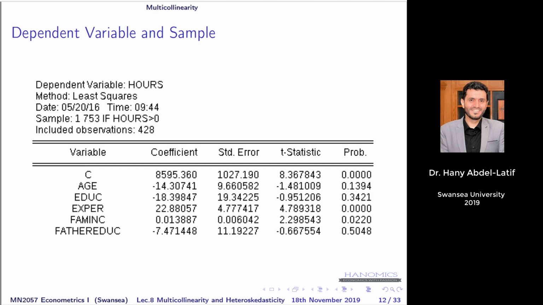So again, I'm concerned with those who actually work. So those who don't work, those who have 0 hours, I exclude them from my sample. So what we see here is only those married women who are actually working. Okay, and then we estimate the coefficients.